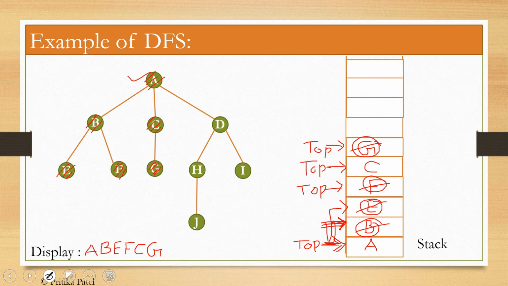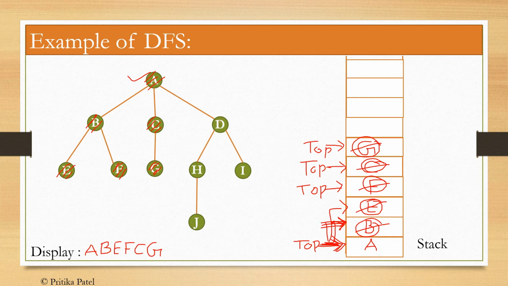Now check whether C has any adjacent unvisited vertex. No, there is no unvisited vertex. So again the else part is executed. So we can pop this C from the stack, right? So now again A becomes the top of the stack, right? So now again check whether A has any unvisited vertex.